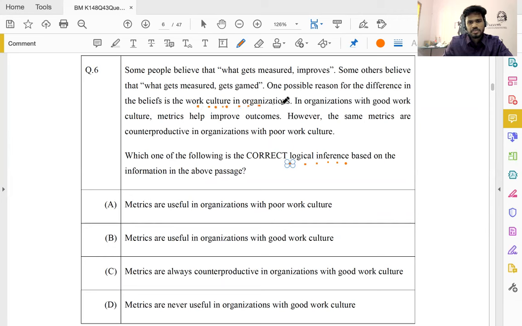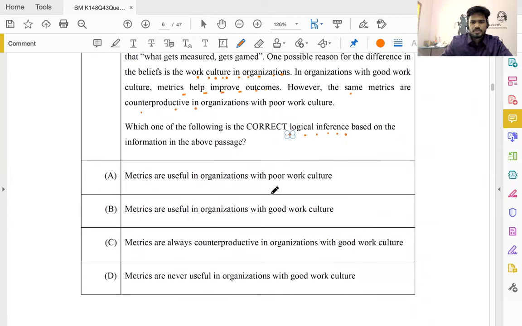perhaps possible reasons. So perhaps work culture in organizations. Good work culture, metrics help improve outcomes. Same metrics are counterproductive in organizations with bad culture. So, metrics are useful in organizations with poor work culture, not necessarily. Metrics are useful in organizations with good work culture. Again, not so. Where is the statement over here? Yeah, poor. I think this is counterproductive. Okay, so this is not possible.